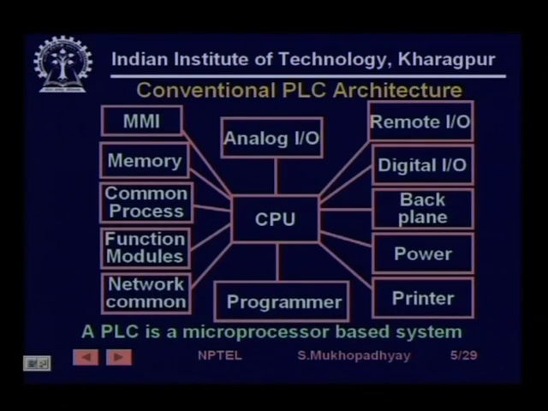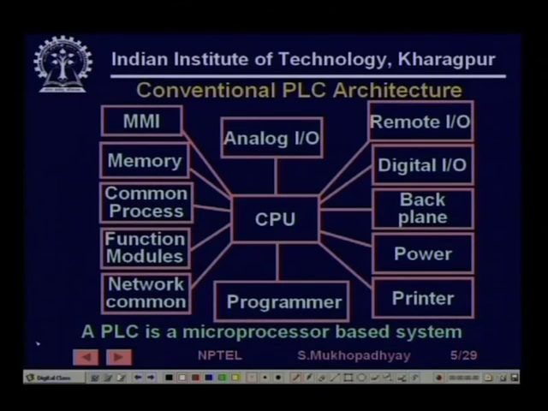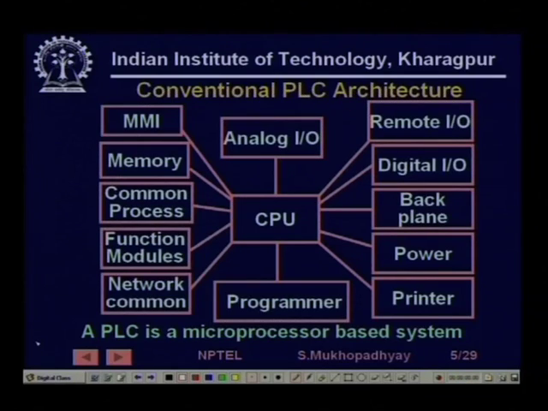As I have said, a PLC is basically a microprocessor based system. As we know, a microprocessor based system will have the major components: number 1 CPU, number 2 memory, number 3 input output, number 4 power and number 5 the buses, right. So, here also you will find basically the same things. Here you have the CPU, this is the CPU, and here is the memory. As we will see, memory can be of various types.